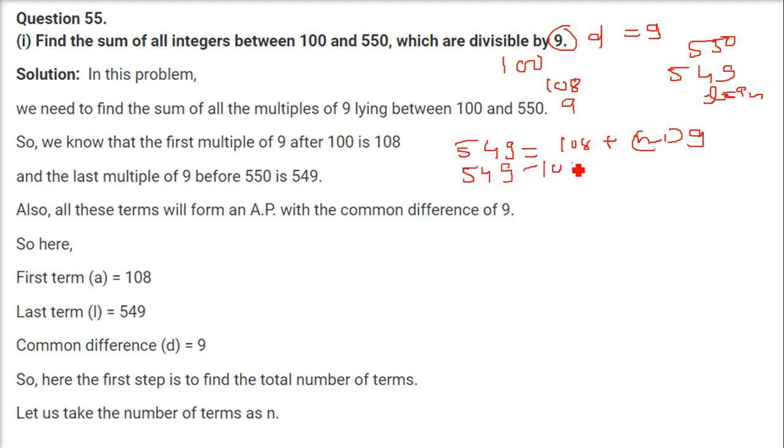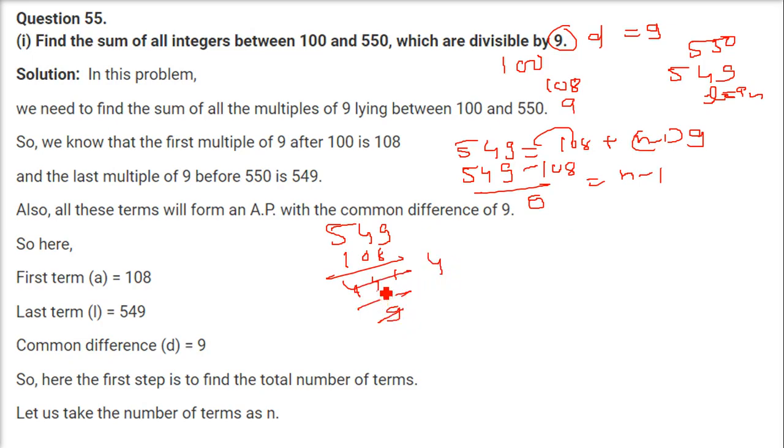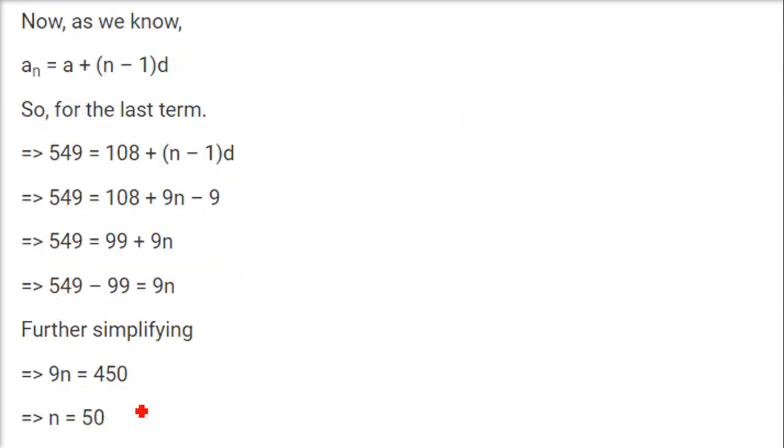So what do we get? 549 minus 108, divided by 9, equals n minus 1. 549 minus 108 becomes 441, and 441 divided by 9 is 49, since 9 5s are 45, 9 4s are 36, and 9 9s are 81. And this minus 1 is there, so just take minus 1 also, so it will be plus 1. n becomes 50. So n is 50 here.